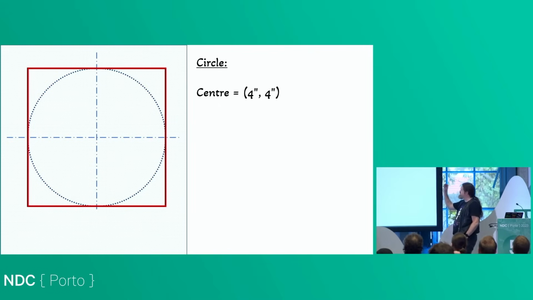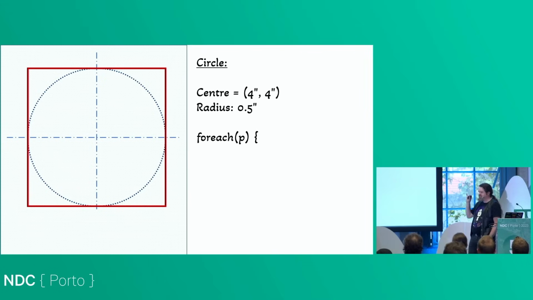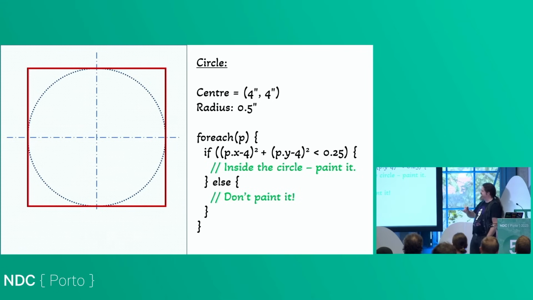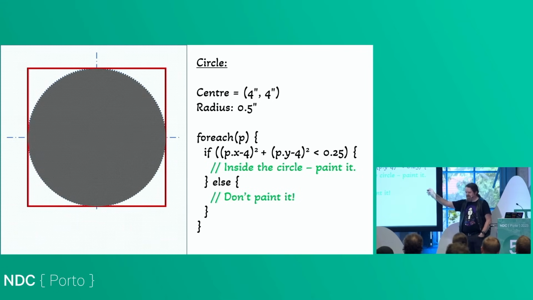So we're going to say the center of our circle is 4 inches by 4 inches, and we've got a 1/2 inch radius. So for every point in that circle, we are going to check if px minus 4, minus p, is greater than this. So we've got floating point squared arithmetic going on here. And if it's inside the circle, we paint it. Otherwise, we don't. And so we fill that in.